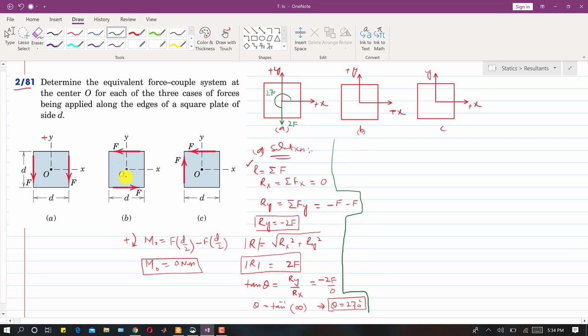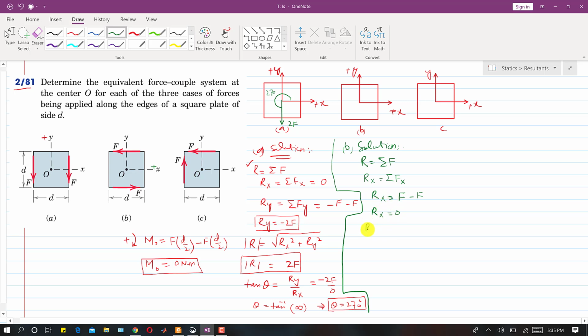Now in the second case we have these two forces, which are horizontal forces. So again, B solution. Again we will apply this equation. R is equal to the summation of all forces, and Rx is equal to the summation of the components of all forces along X. As we can see, if this is the positive x-axis, then this will be F and this is in the negative x direction, so we will get minus F. So this means that Rx is equal to 0.